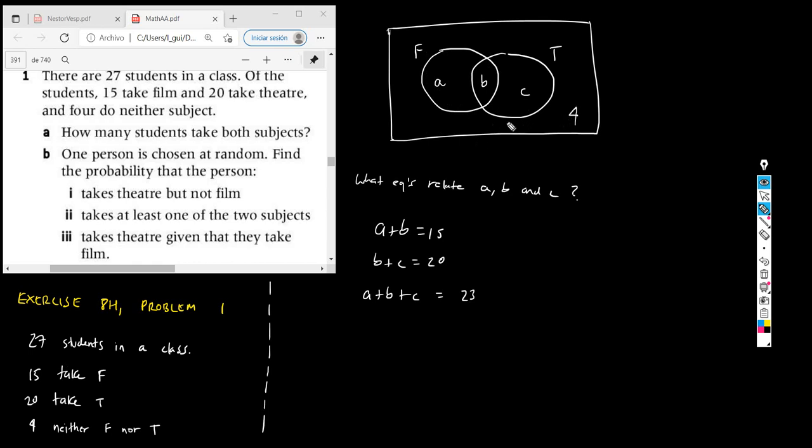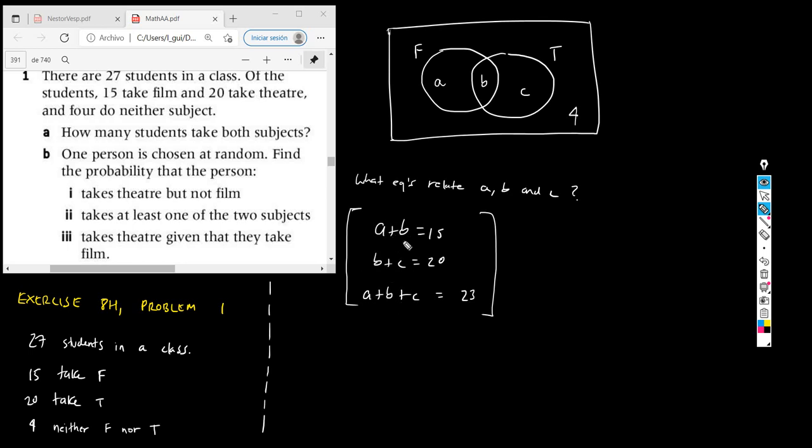You see, 4 live in this part. So how many should live in all of this, inside the circles? Well, there must be 23. A plus B plus C must be 23. And that's it, guys. With these three equations, you can actually get the number A, the number B, and the number C by playing with these equations algebraically.